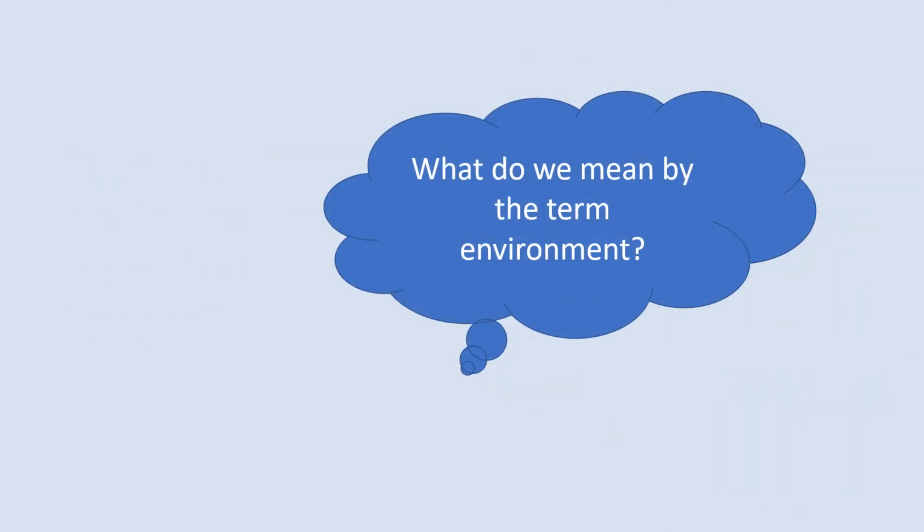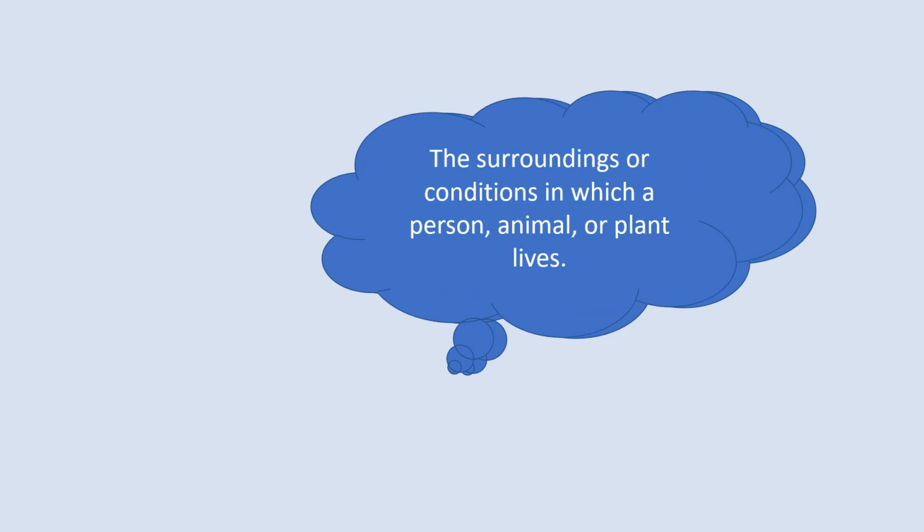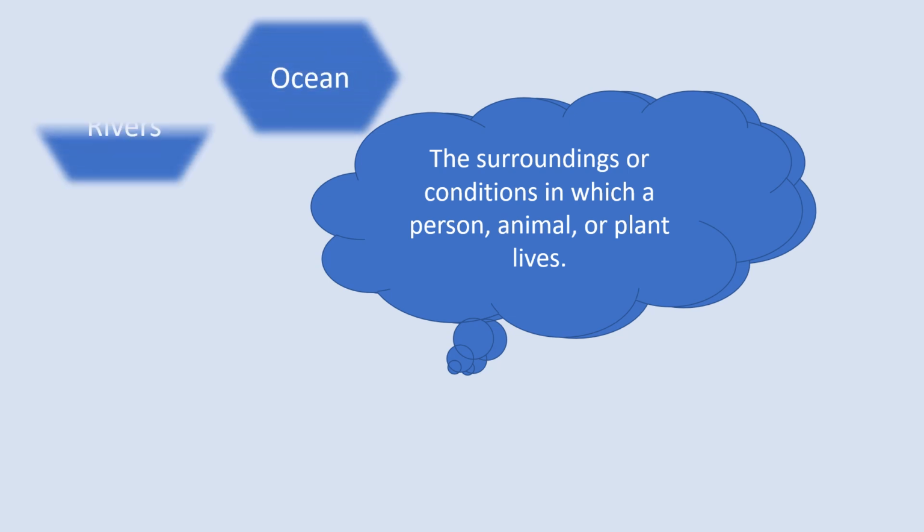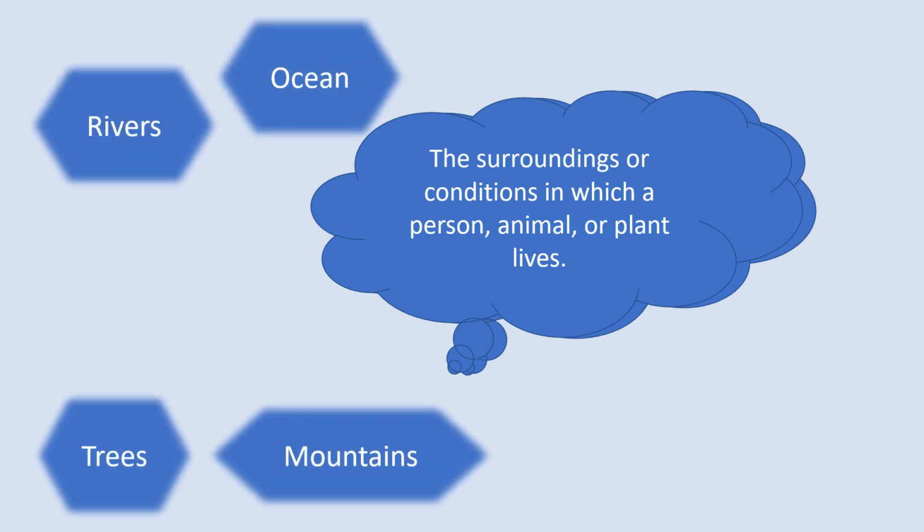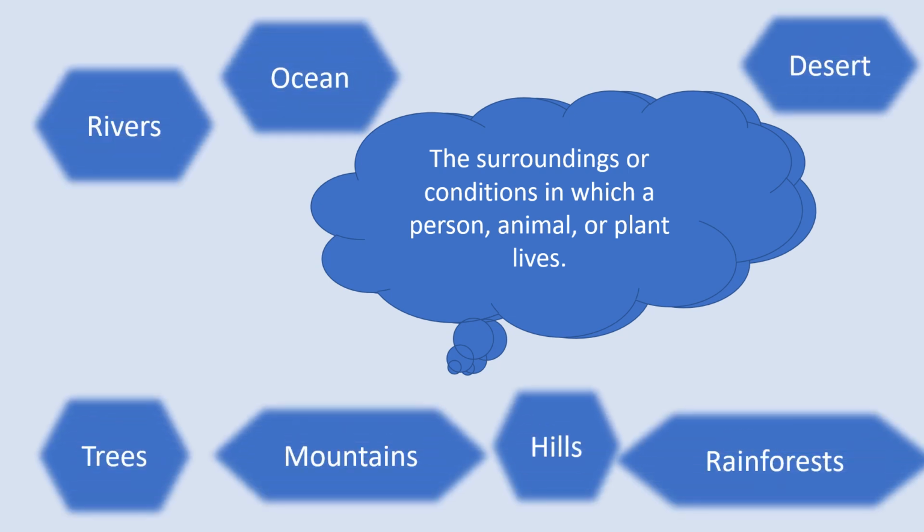Okay, so now that you are confident with what a dynamic is, we're now going to move on to the environment section of this video. So first of all, what do you mean by the term environment? Pause this video, write down a definition. Using your red pen, this is the correct definition. The surroundings or conditions in which a person, animal, or plant lives. So, for example, you've got the ocean, rivers, trees, mountains, hills, rainforests, and the desert.